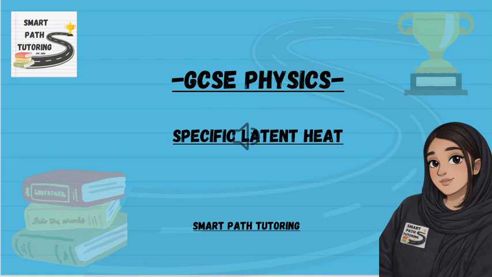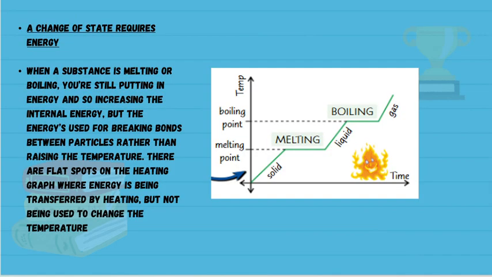GCSE Physics, specific latent heat. A change of state requires energy. When a substance is melting or boiling, you are still putting in energy and so increasing the internal energy. But the energy is used for breaking bonds between particles rather than raising the temperature.